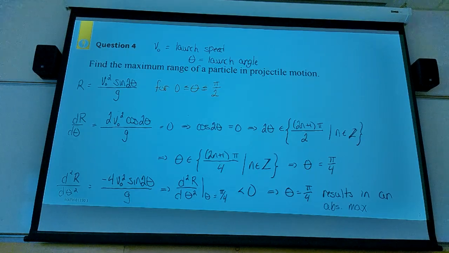The corollary to the second derivative test states that our critical point results in an absolute maximum. So we know that point is the maximum. Now plug it into the range.